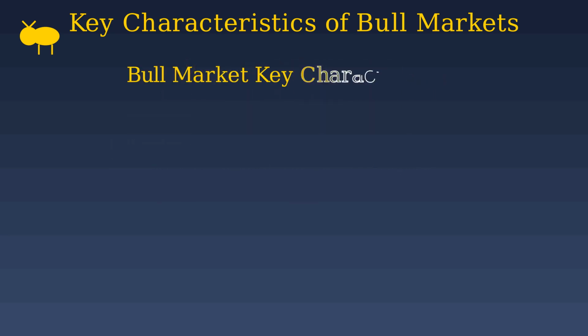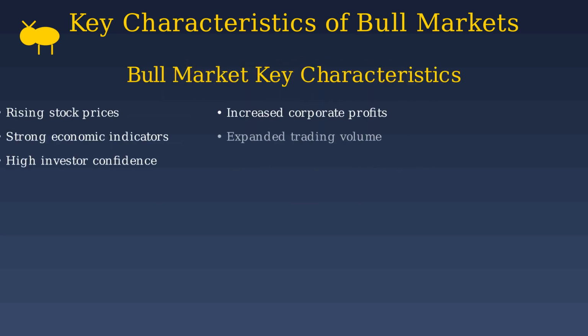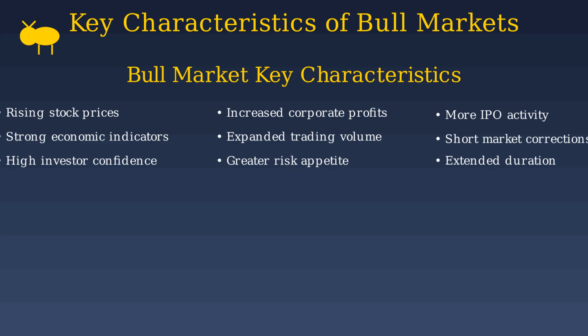In summary, bull markets are characterized by rising prices, strong economic fundamentals, high confidence, increased profits, high trading volume, risk-taking behavior, IPO activity, quick recoveries from corrections, and extended durations.